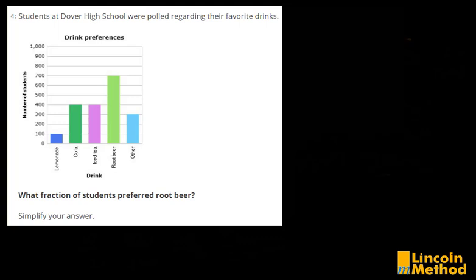Students at Dover High School were polled regarding their favorite drinks. What fraction of students preferred root beer? Simplify your answer. So let's refer to this graph that is given to us. On the x-axis we have different types of drinks, and on the y-axis we have the number of students.